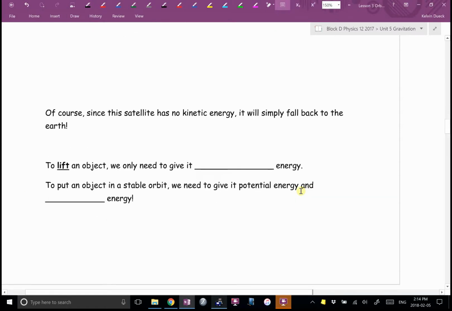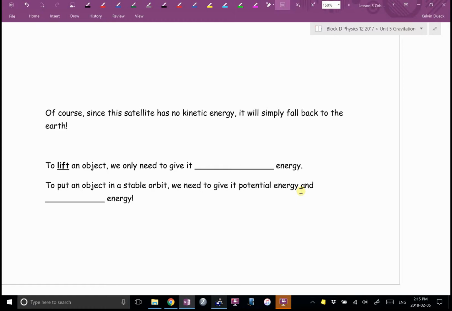Let me emphasize, Kieran, we have not put anything in orbit yet because you'll notice our kinetic energy is 0, which means you're at rest. Can you stay at orbit if you're at rest? No. So I wrote here, this satellite has no kinetic energy. It's just going to fall back down.